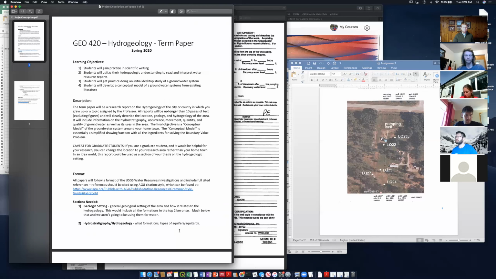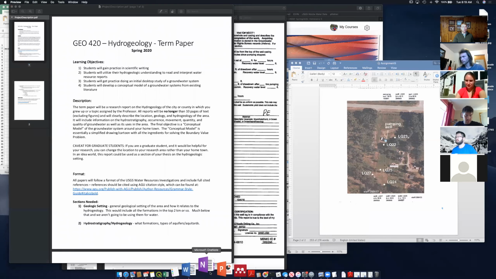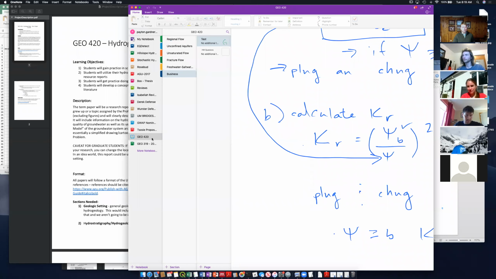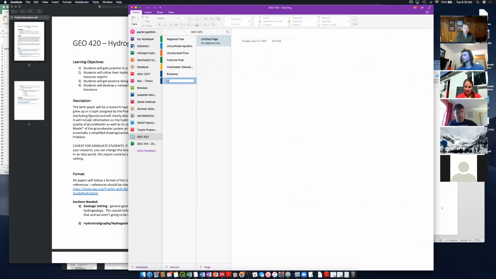In which case, we'll get started on thinking about our next topic, which is going to be groundwater stream water interactions.